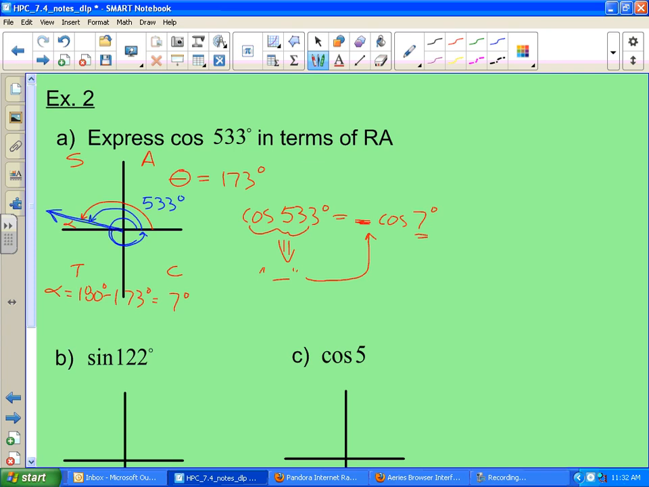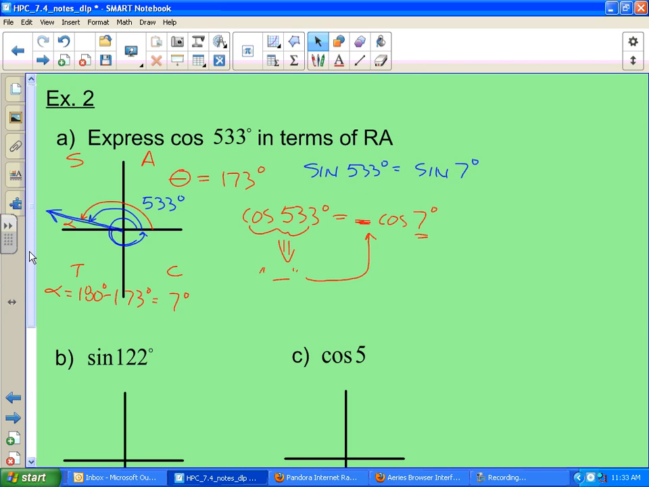So basically, just go use our rule, find out where your reference angle is, determine if I need a negative or a positive value of that to come up with the same thing. So if this said sine of 533, quadrant 2 sine would be positive. Sine of 533 is equivalent to sine of 7. They're both positive. So there's a couple, 1, 2 of the problems for tonight.